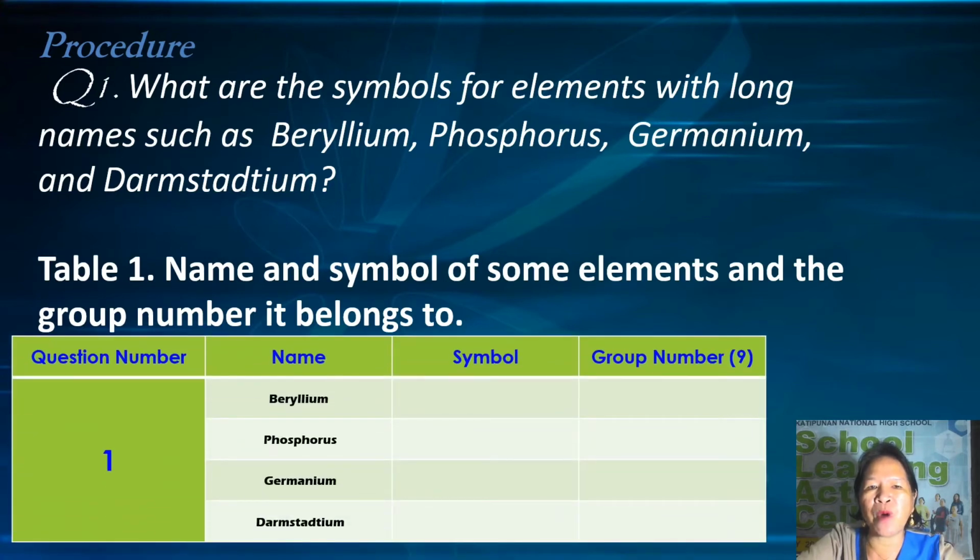So for question number 1, under the name in your Table 1, you have beryllium, phosphorus, germanium, and darmstadtium. What is the symbol for beryllium? Capital B and small letter e. How about phosphorus? Capital P. Germanium, capital G and small letter e. Darmstadtium, capital D and small letter s.